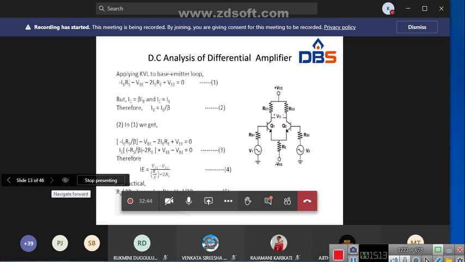That is the collector current equation, which is approximately equal to the emitter current equation, right? So remember, the emitter current equation is IE equal to VEE minus VBE by 2RE. Here we are applying KVL to the base emitter loop and finding the emitter current.